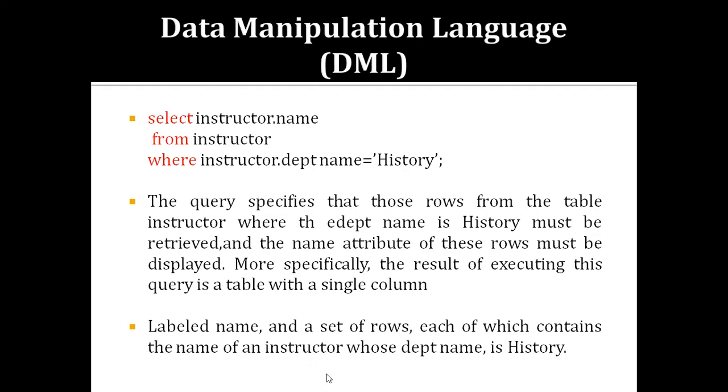Suppose 100 instructor names are there, and out of that 40 have the history department. Then we will get the instructor name in 40 rows. We get 40 rows because 40 instructors have the department name history. So the result has a column label name and a set of rows, each of which contains the name of an instructor whose department name is history.